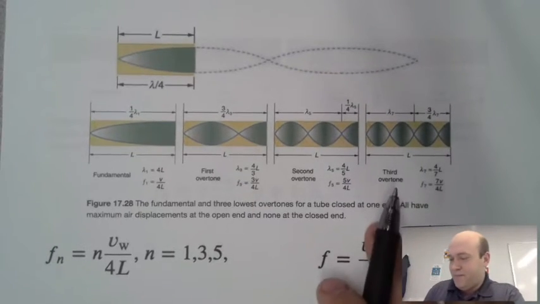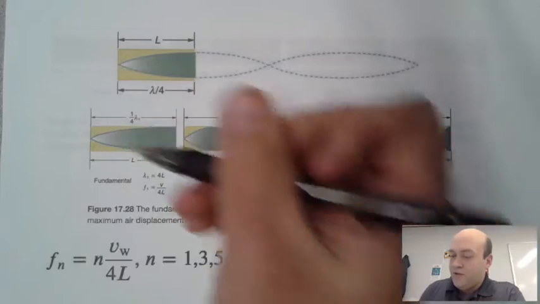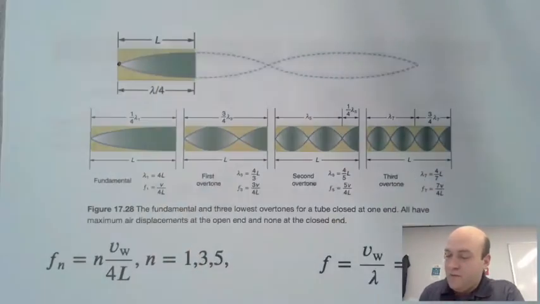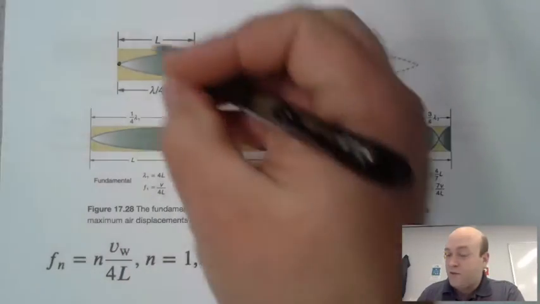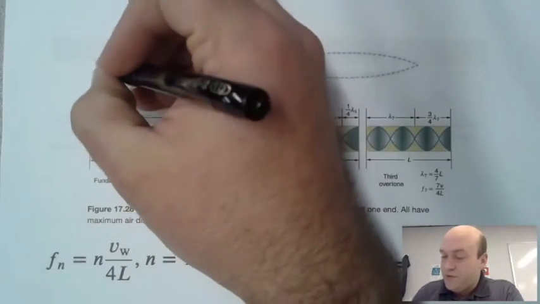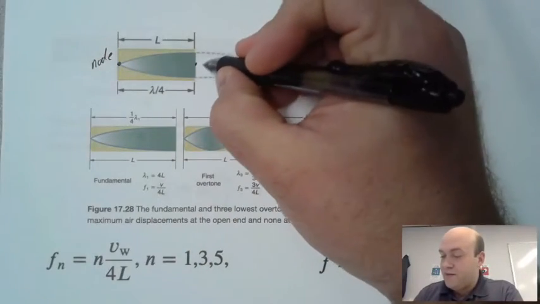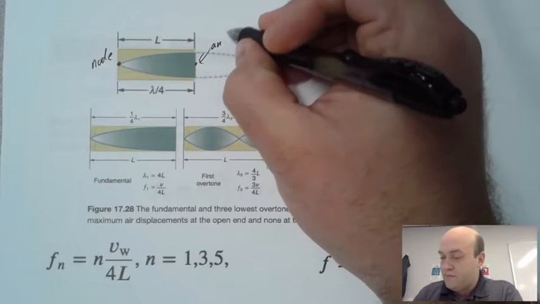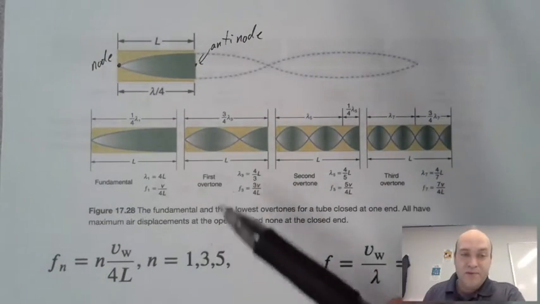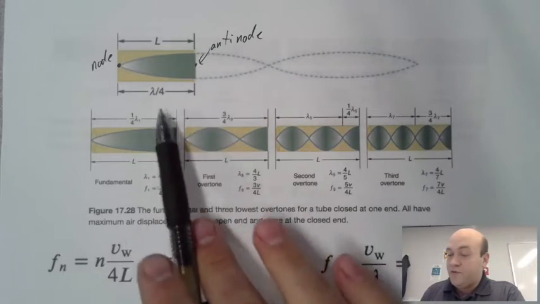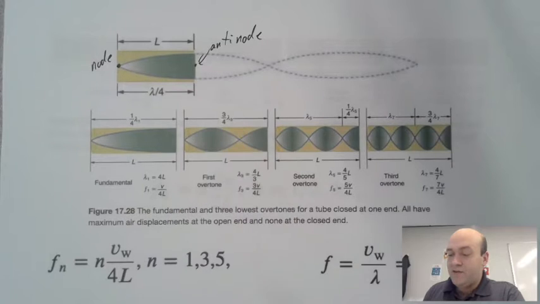So like this, we've got what's called a node at one end, where the wave just doesn't move. Our total wave is always going through that point, so that's a node. Then at the other end here, we've got an antinode. And that's where we've got the maximum displacement away from the center. And so for the tube, it perfectly fills the tube, and we end up with a node at one end and an antinode at the other end.